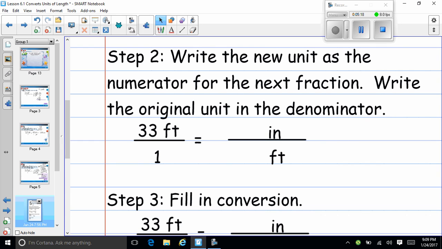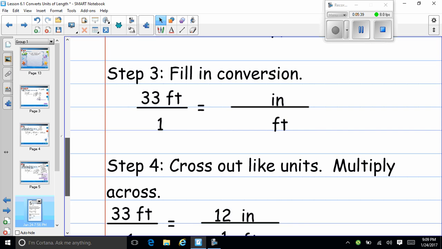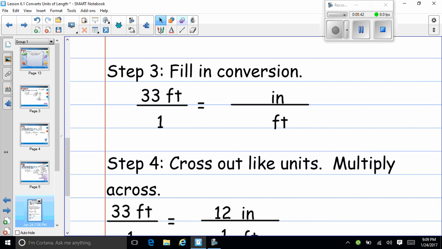Alright, step 2, write the new unit as a numerator for the next fraction. Write the original unit in the denominator. So I'm going to inches, and so you can see I've set up my second fraction to have inches at the top, feet at the bottom. Once you have this copied down, continue to hit play. Step 3, I need to fill in the conversions. So I need to ask myself how inches and feet are related, and I know that there are 12 inches in 1 foot, and that's what I'm going to fill in. Once you have that copied down, continue to hit play.